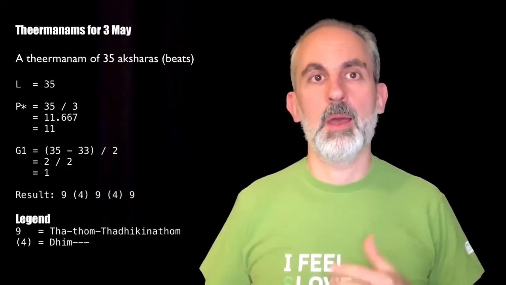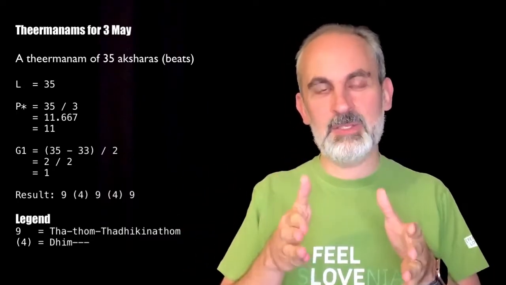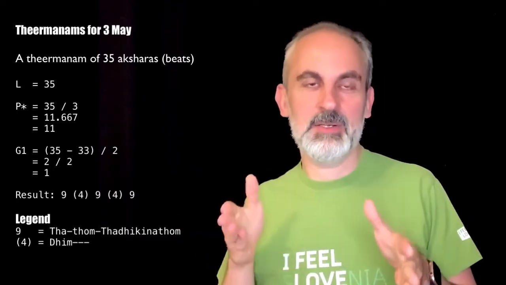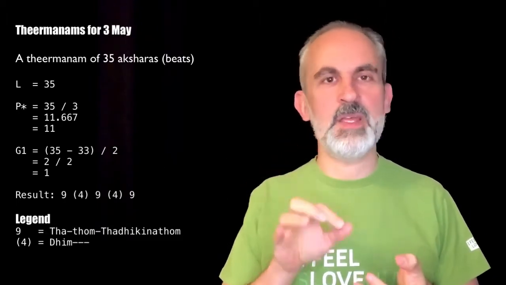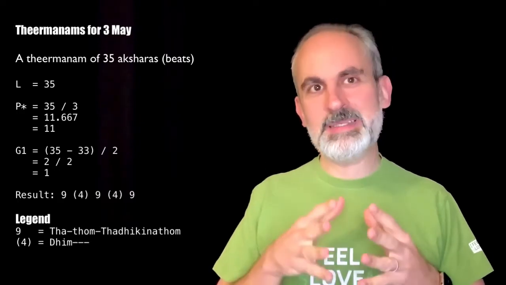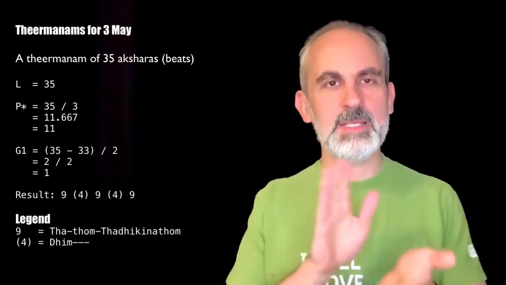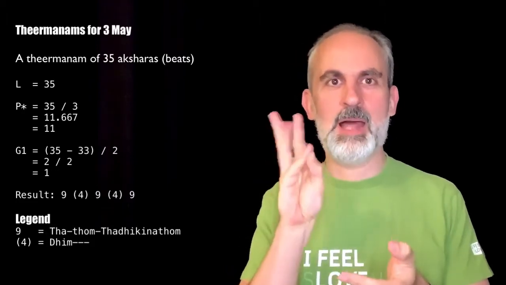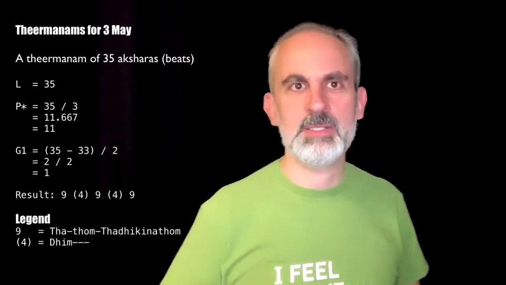And if we want this theermanam to end at the end of a cycle, we need to count off exactly 7 fingers. That means 29 aksharas for that to work. Trust me, it's 7 fingers and one akshara. Just follow along, it is correct.